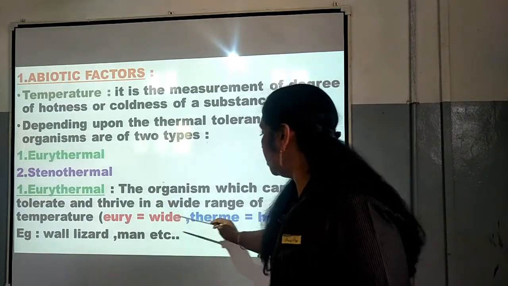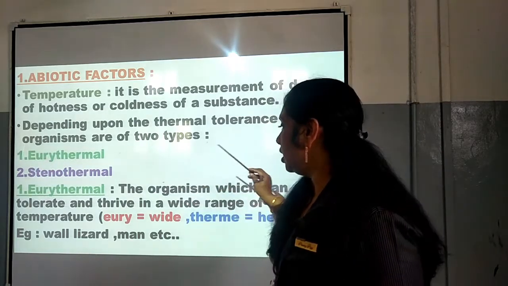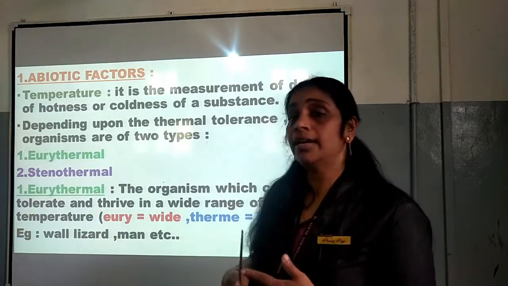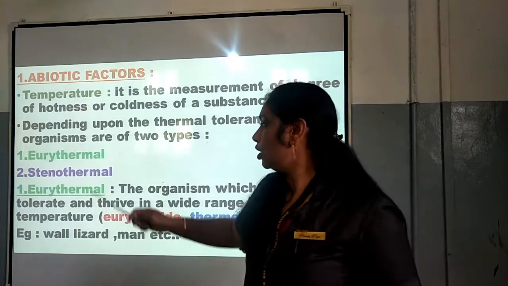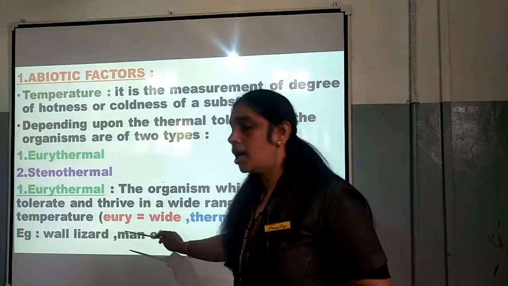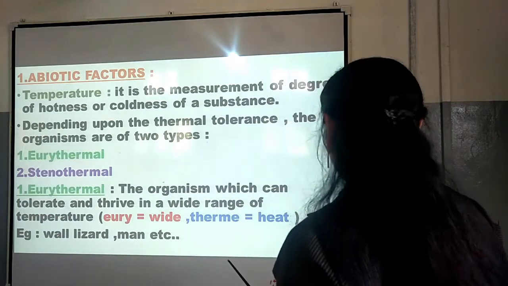Eury means wide, therm means heat. It has been said that if the organism is able to tolerate and is able to live in a wide range of temperature, those organisms are called eurythermal organisms. Example, wall lizard, man, etc. So, that is about eurythermal.